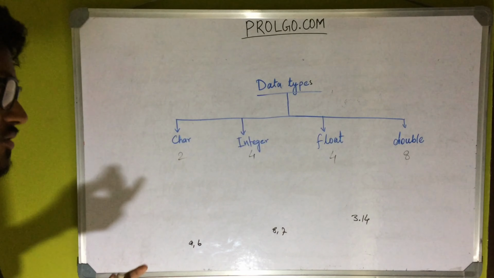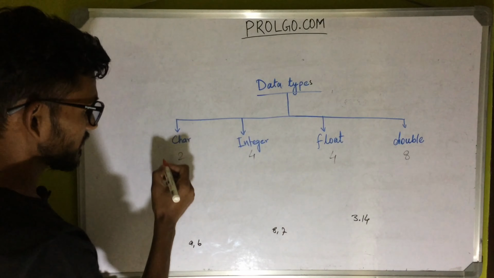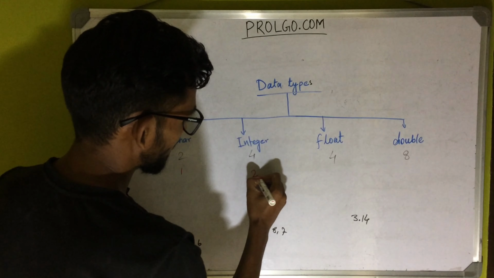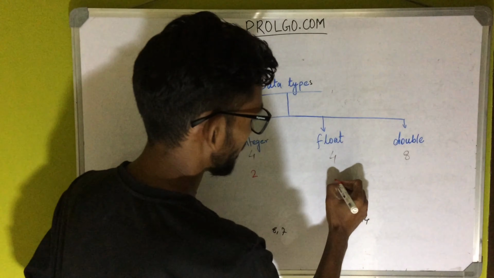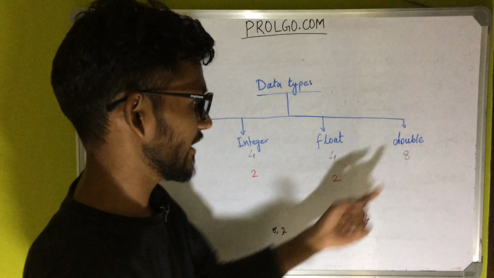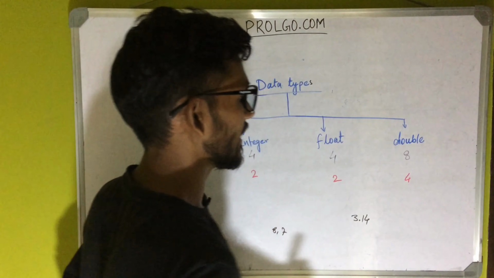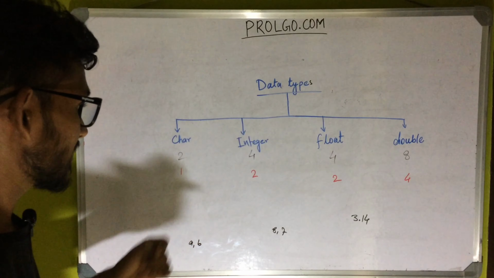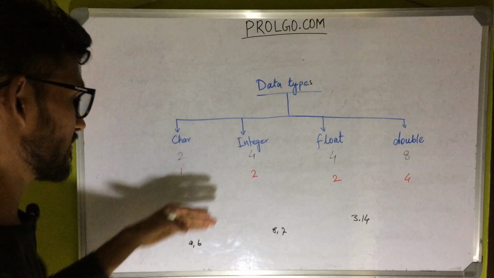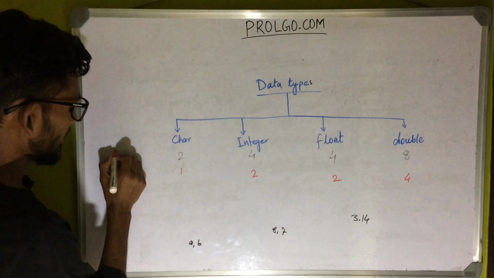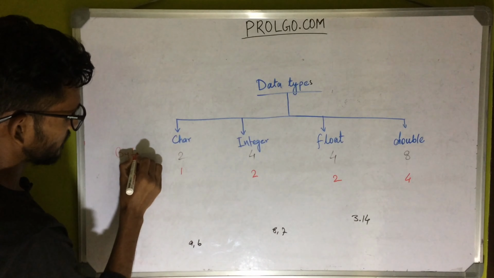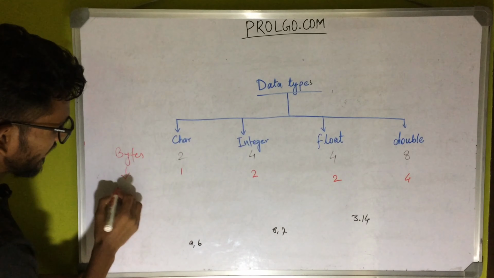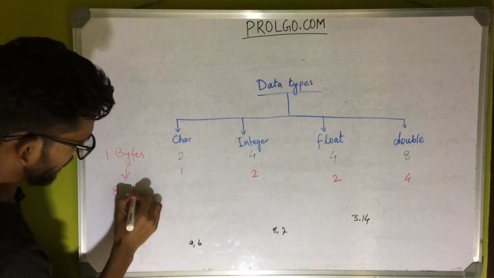And if you are using the Turbo C compiler, the character size will be 1 byte, integer size will be 2 bytes, float will also be 2 bytes, and double size will be 4 bytes. Turbo C is a 16-bit compiler, so that's the main reason the size differs. These are the sizes in bytes, and in 1 byte there are 8 bits.